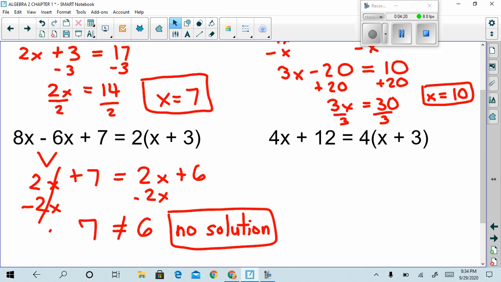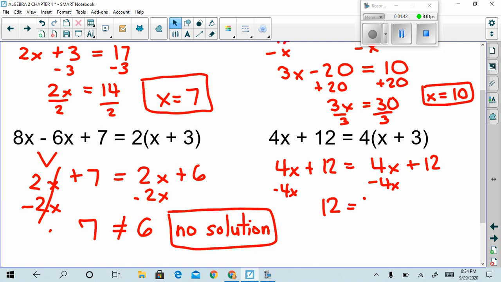On to the last problem of this type. We're looking at, again, variables on both sides. Nothing to simplify on the left, but a distribution on the right. Let's move those variables over, and this is one of those cases where the variables cancel out. I now have 12 is equal to 12, so I can say x is equal to all real numbers. And again, that's what I'll be looking for as your solution.